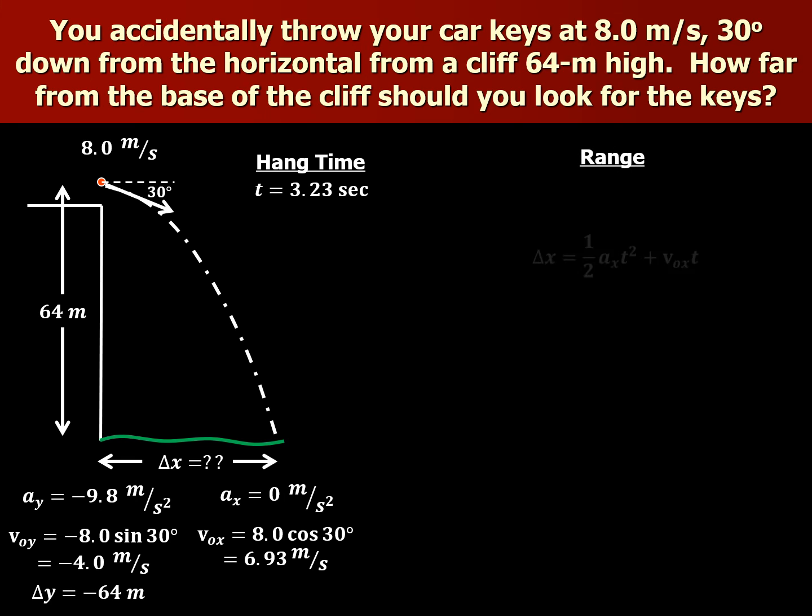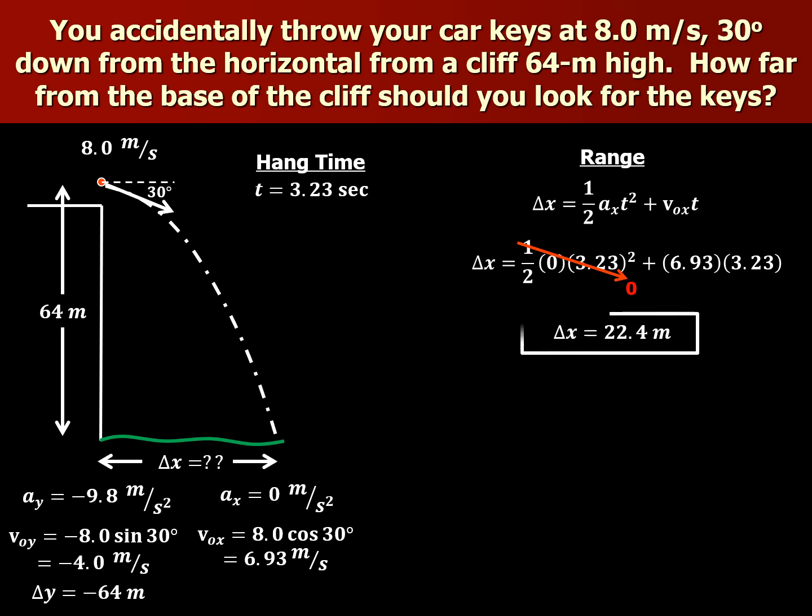In order to find the range, we've got to use displacement in the x direction equals 1/2 times acceleration in the x direction times time squared plus initial velocity in the x direction times time. Plug in the information we know. We have an acceleration of 0, so this first part here cancels out, and we're left with our constant motion equation where displacement equals velocity times time. We plug that in, we get 22.4 meters as our range.